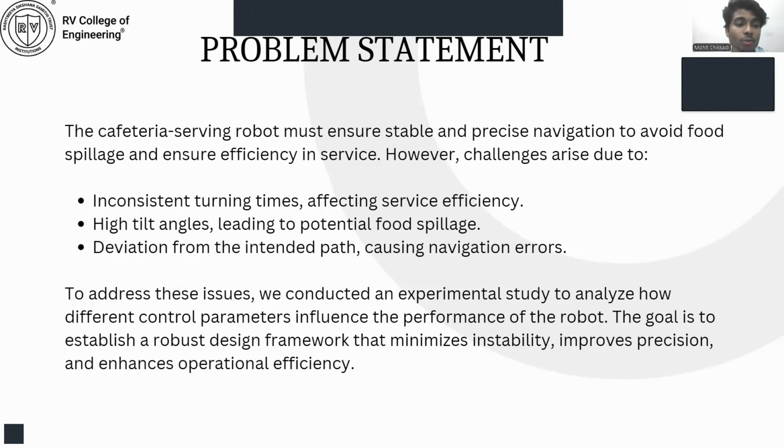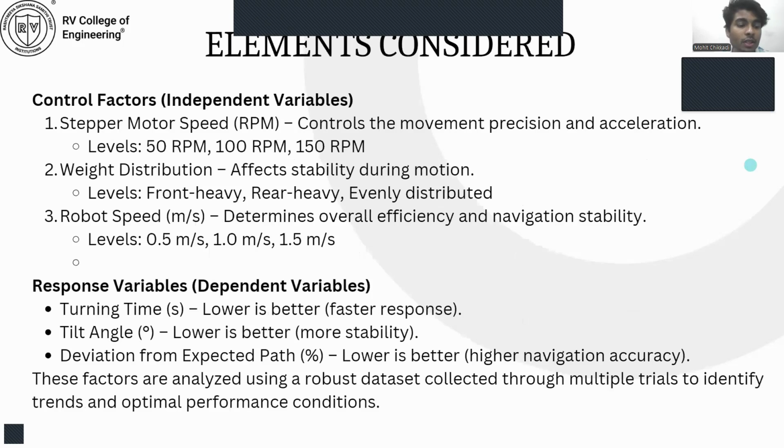To tackle these problems, we have conducted a series of experiments to understand how different control parameters influence the robot's performance. The ultimate goal, you say, is to design a robot that's not just smart but also stable, precise, and super efficient. So, what did we test? We focused on three input factors: motor speed, weight distribution, and robot speed.